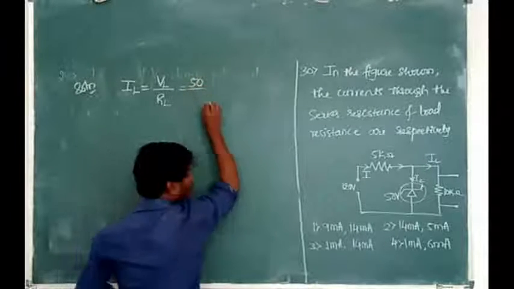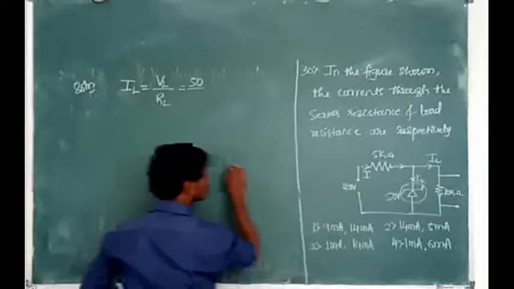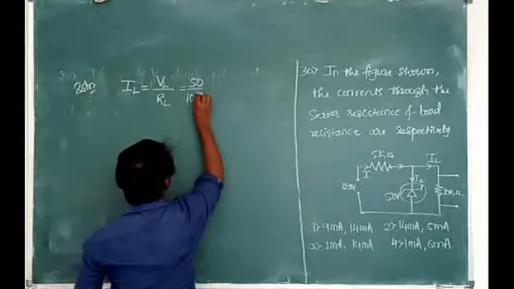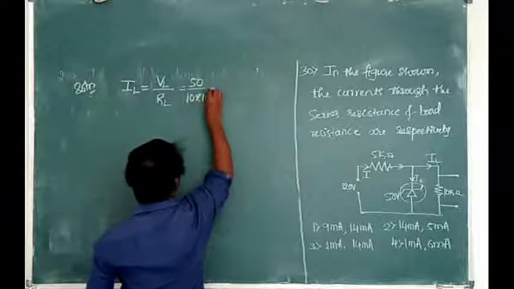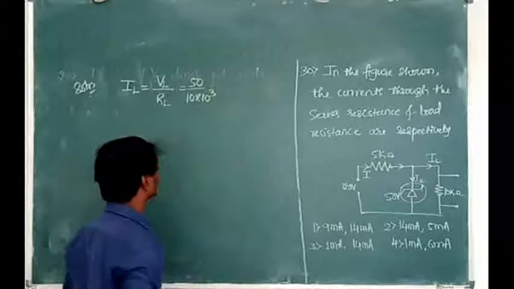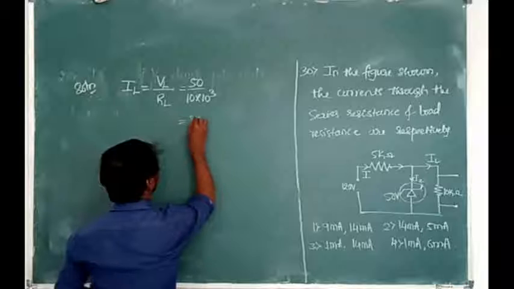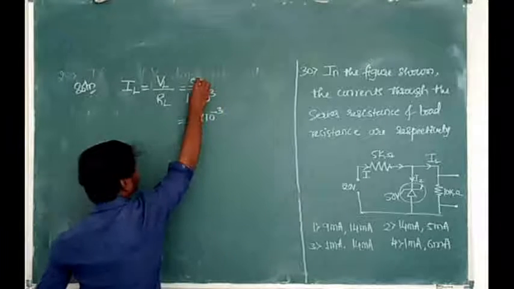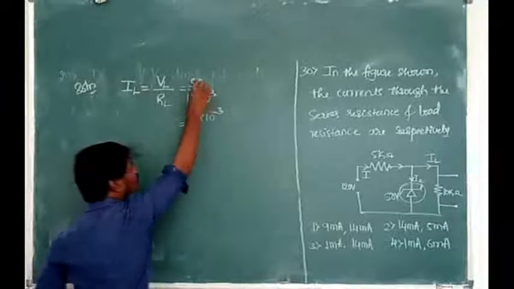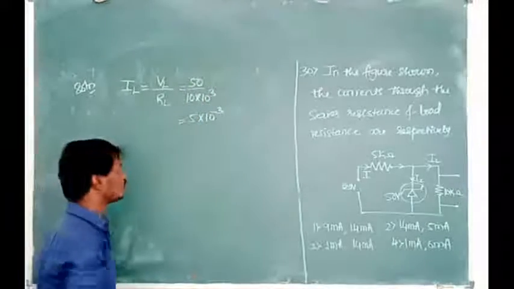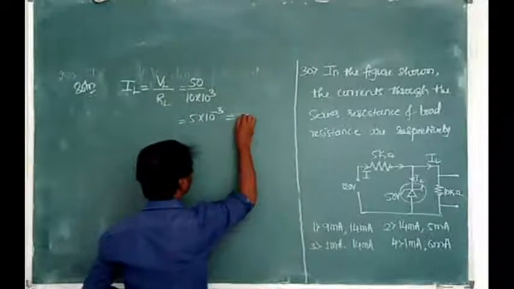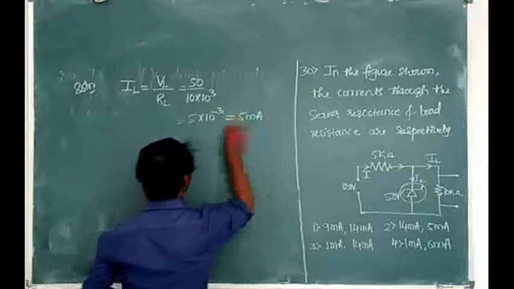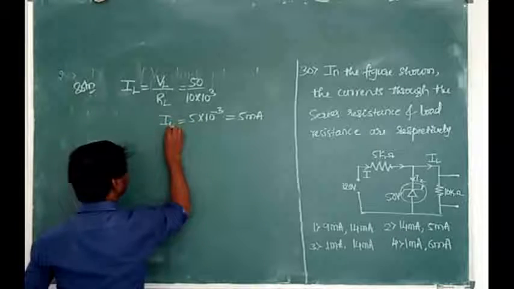50. And what about this one? That is 10 kilo ohm, 10 into 10 to the power of 3. Then it is 5 into 10 to the power of minus 3, because 10 fives are 50, and I take 10 to the power of 3 from the denominator to the numerator, that becomes 10 to the power of minus 3. That is 5 milliampere. So it is the current through the load resistance.